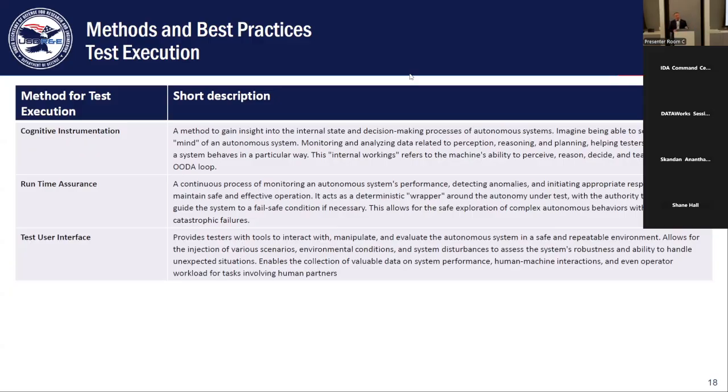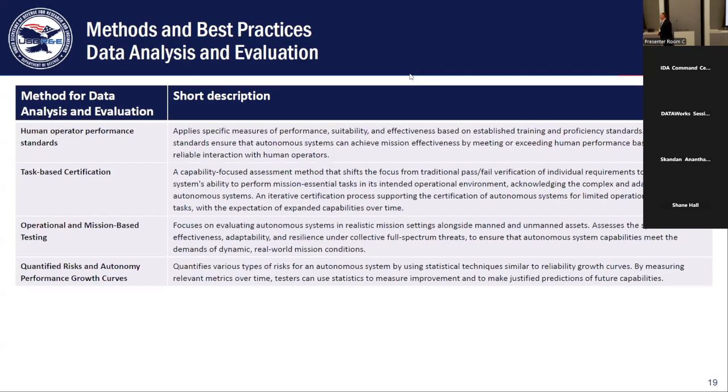And some of these things, like runtime assurance and cognitive instrumentation, probably don't need to be pulled out when you deploy it in the field. You actually want to keep runtime assurance in when it goes to its final fielding, right? And keep cognitive instrumentation in so that as it's being operationally used, you still get data from the field, right? That you can continue to analyze across the life cycle.